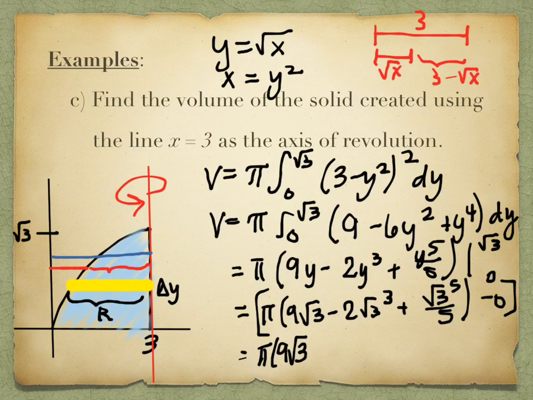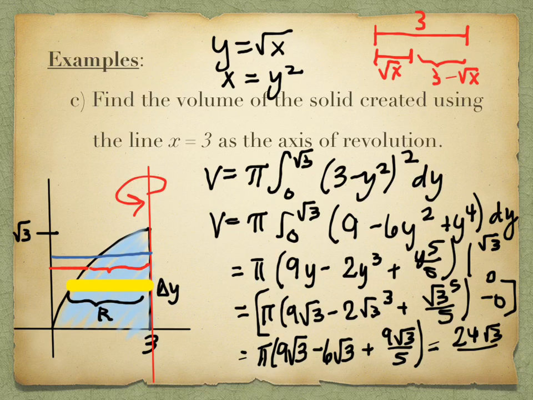What does 2 square root of 3 cubed become? So this is minus 6 square root of 3. And then I have square root of 3 to the fifth over 5, which we did a moment ago was 9 square root of 3 over 5. And are you guys okay with me simply telling you what this is? If we were to get a common denominator and so forth, this would become 24 square root of 3 over 5 pi.